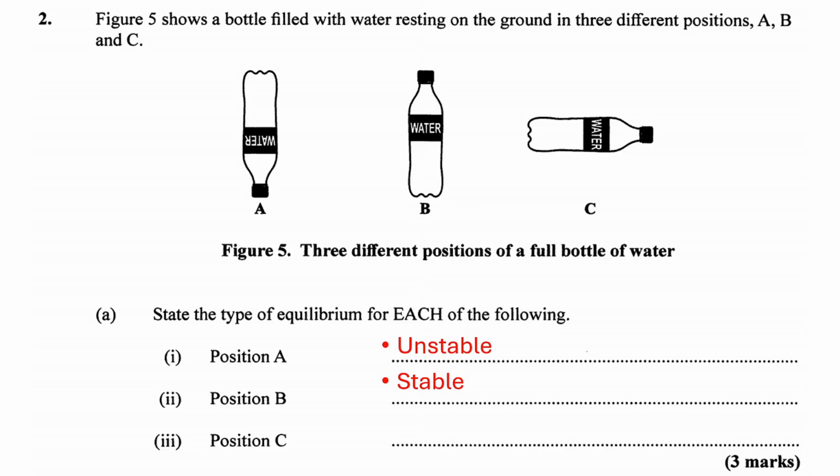And then position C is in a neutral state of equilibrium, because if you try to topple it over, it will not really topple, but it will just roll around on the ground wherever it is. Another key thing to note is that for position C, the center of gravity, if you were to push that bottle, would neither be lowered nor raised. It will just roll around at the same level.